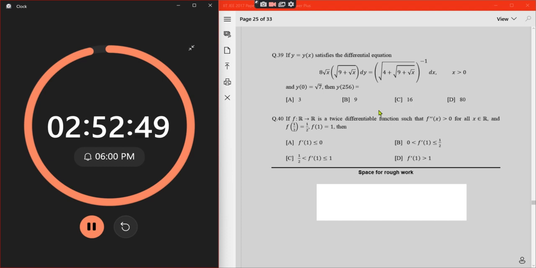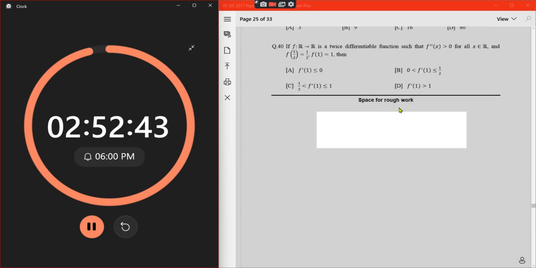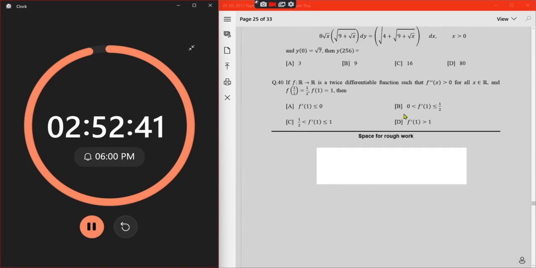Exactly. Next question. How many 3 by 3 matrices with entries from 0 to 1? I mean, you can always do like integration कर दो कि f dash of 1 is bigger than f dash of x throughout this thing, f dash of x, uska integration, and then just you get a thing.